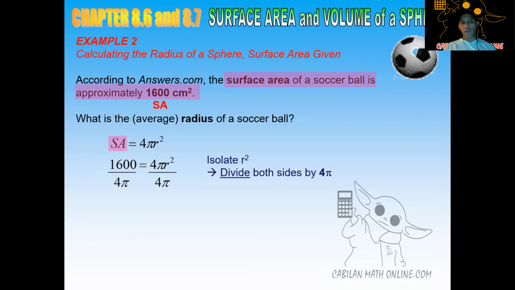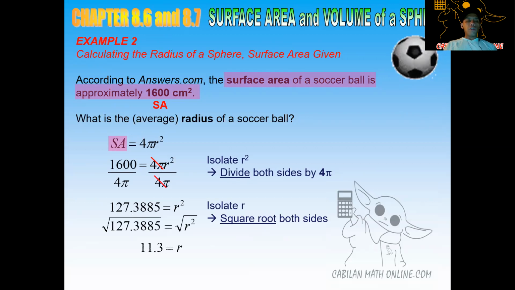That cancels out the 4 pi's on the right side, and what we have on the left side will be 127.3885. And this is the step where you take the square root of both sides. Now, when you have the final answer over here, notice we started off with the surface area, which was 1,600 square centimeters. However, since radius is a measurement of length, the 11.3 will just be centimeters here.